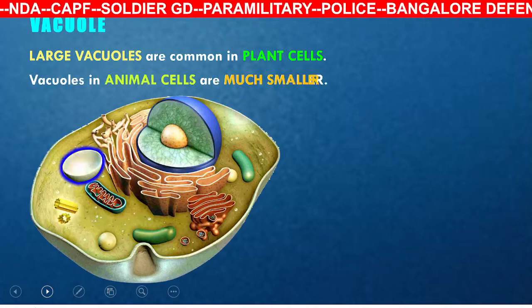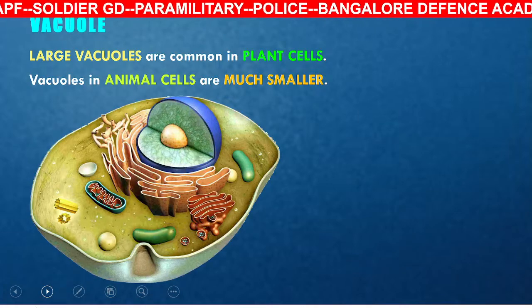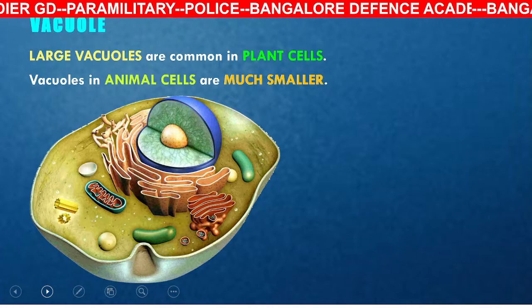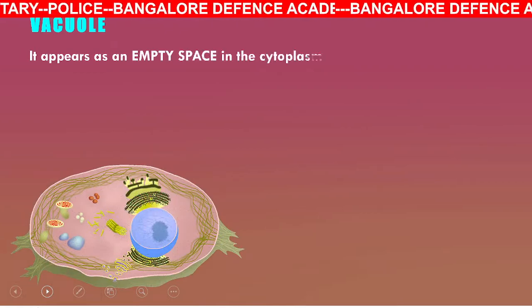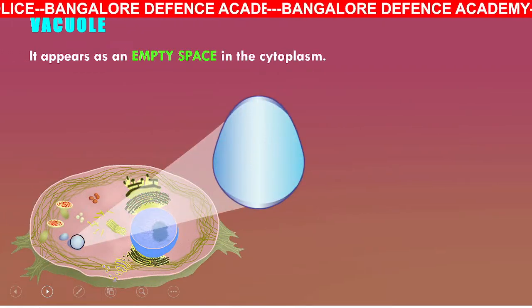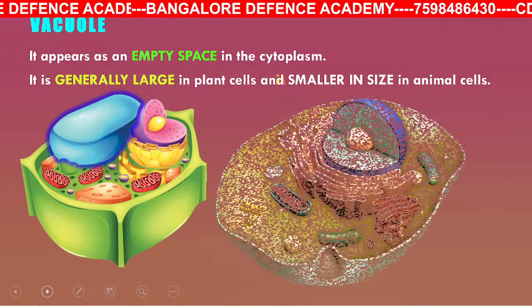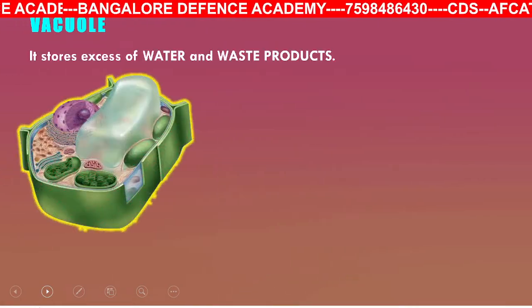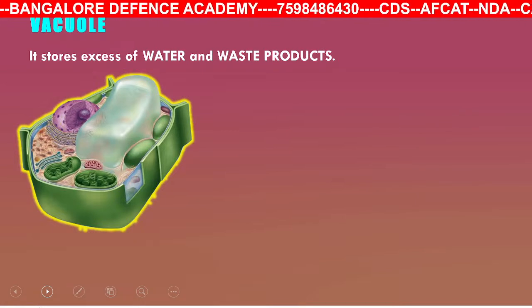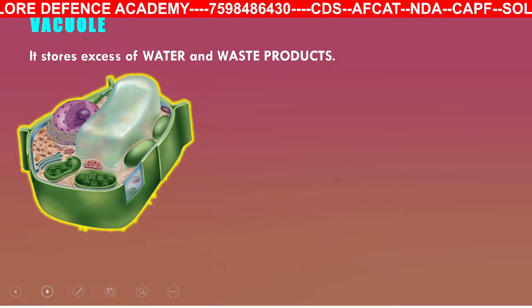Next, vacuoles in animal cells are much smaller. Do you all understand? In animal cells, it will be very, very small. Okay, next. It appears as an empty space in the cytoplasm. It is generally large in plant cells and smaller in animal cells. We have seen this. It stores excess water and waste products.